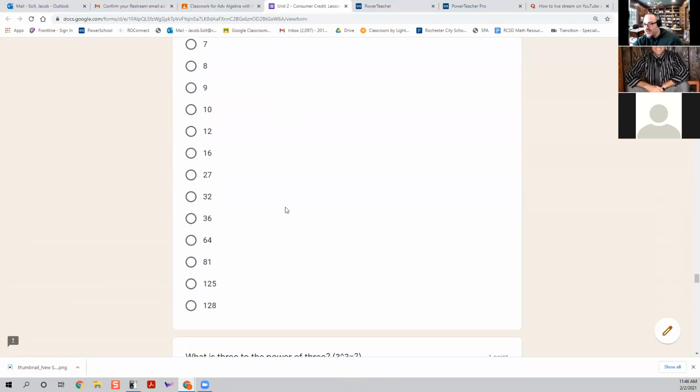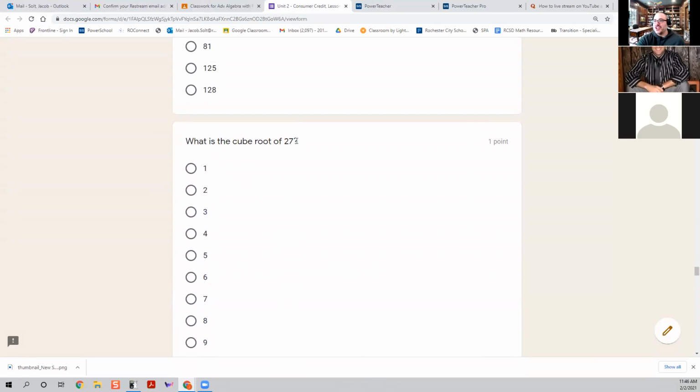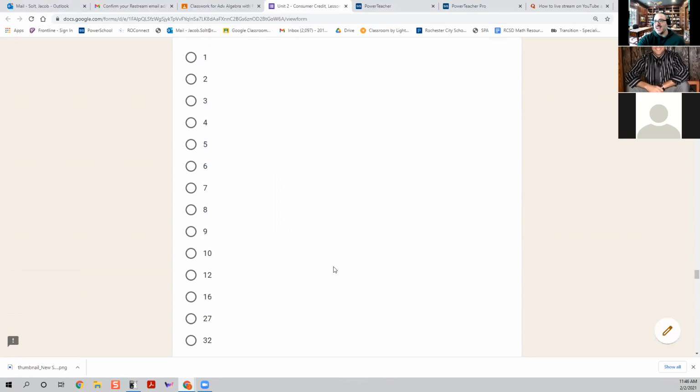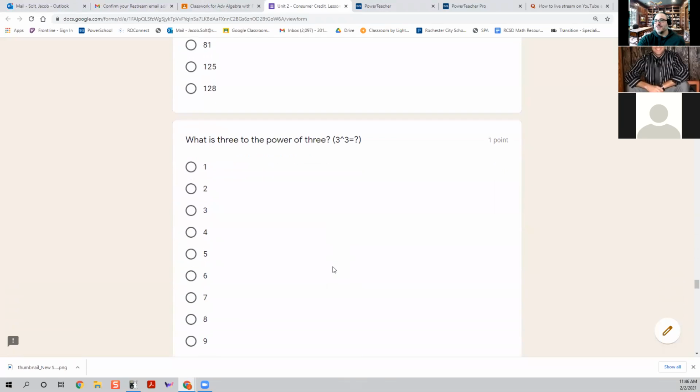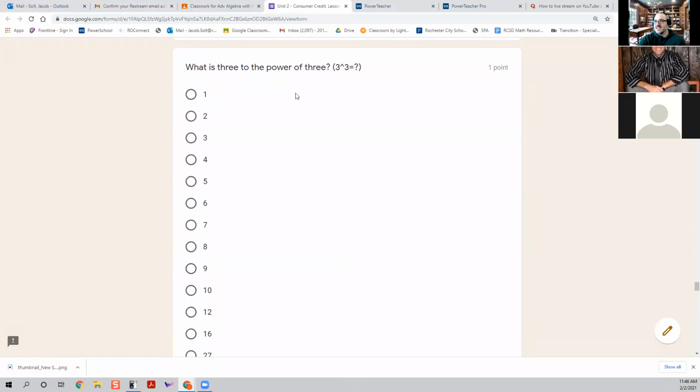I don't know how many more of these I have, but I'll just talk about them. So the cube root of 27 is actually 3, right? Because we're undoing the 3 times 3 times 3. The cube root of 27 is 3, because 3 to the third power, or 3 cubed, is going to be 27, because it's 3 times 3 times 3.